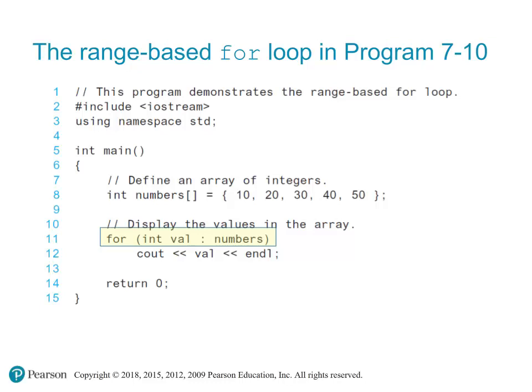The val is our range variable. It will receive a copy of each element from the numbers array during each iteration. Inside the loop, we simply print the value of val. This will happen once for each element in the numbers array. So when the code runs, it will print each value in the array, each on a new line.